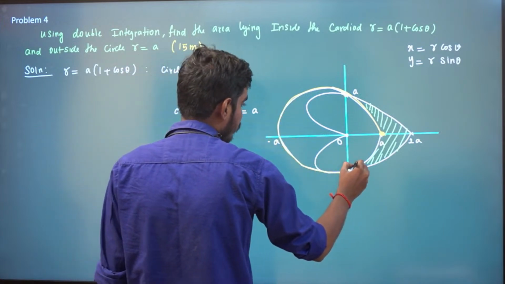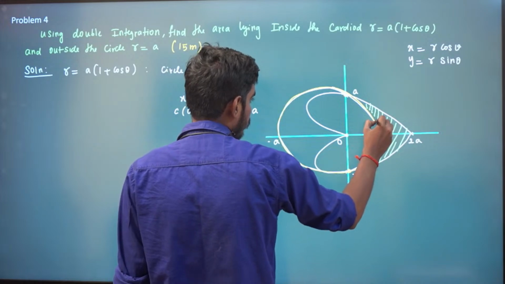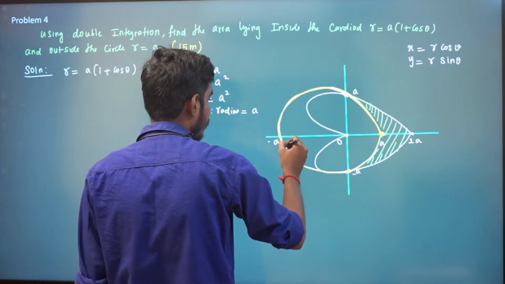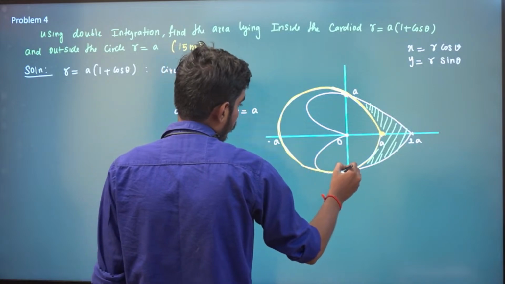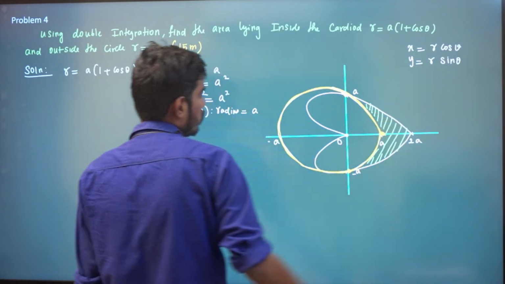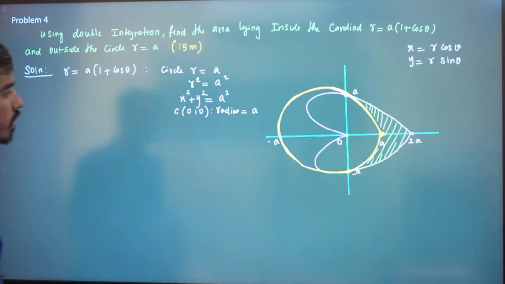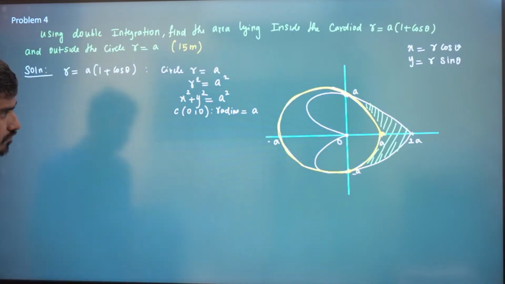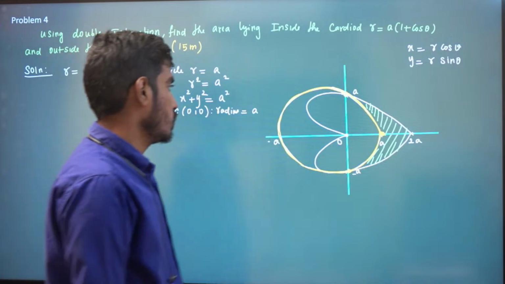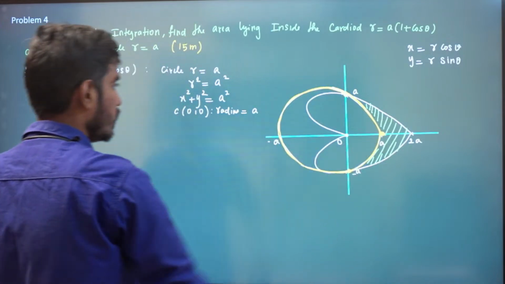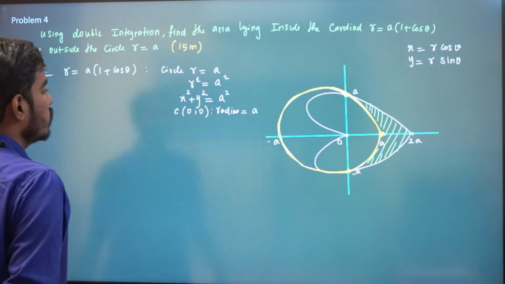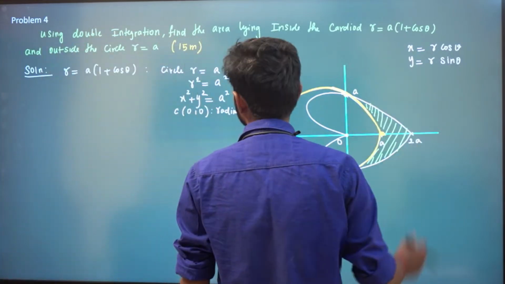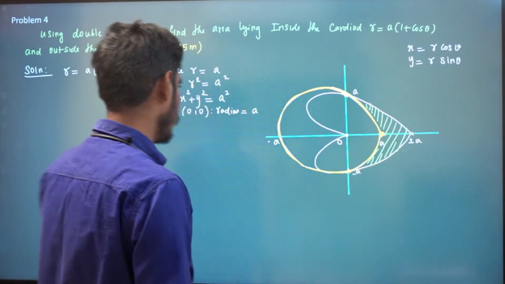Yeah, all are standard problems, right? Don't think it is new. They ask from different angles, but all are very basic double integration problems. So we have r is equal to a, and then we have the cardioid. So this is 2a, and a. This is the graph. We need to find the area lying inside the cardioid and outside the circle. So this is the region, right? So we'll do this problem.